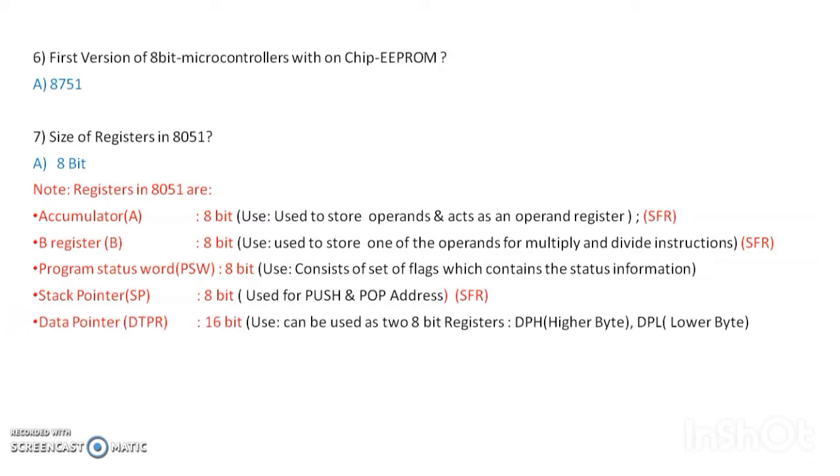Next one, data pointer. The data pointer is a 16-bit register, which can also be used as two 8-bit registers, which we can access with the help of DPH and DPL, where DPH is used for the higher byte and DPL is used for the lower byte.